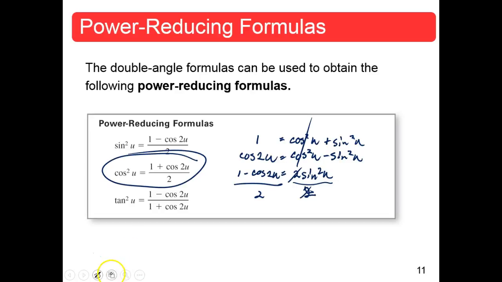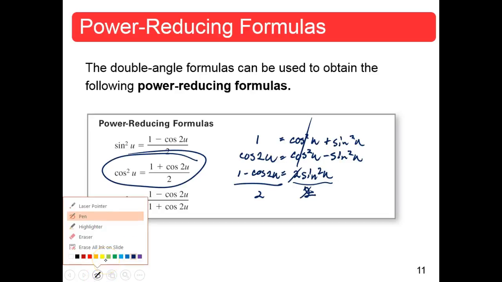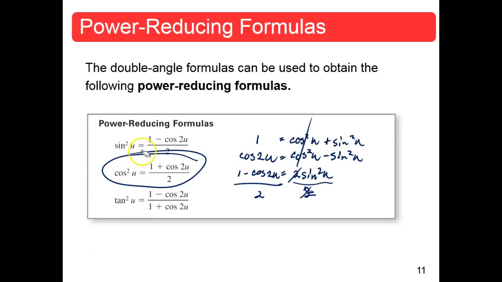Now do we have to get that really messy double tangent formula and try to work with that? No. All we do for tangent squared u is sine squared u over cosine squared u. That's tangent squared u. And that will give you this over that, which of course the 2's can go away, and that gives you 1 minus cosine 2u over 1 plus cosine 2u. There you go.